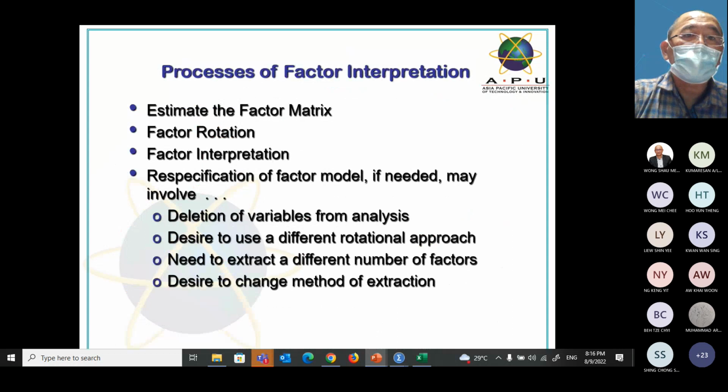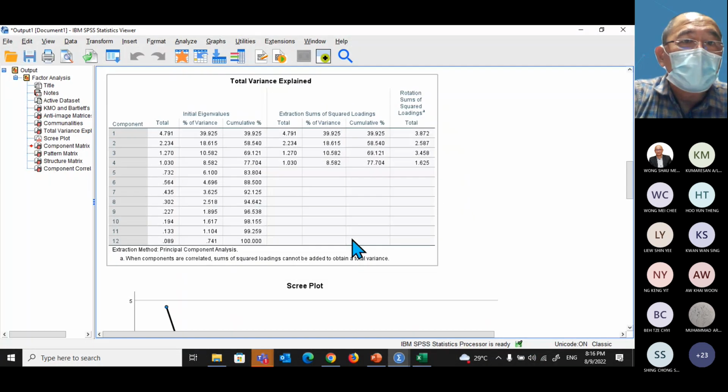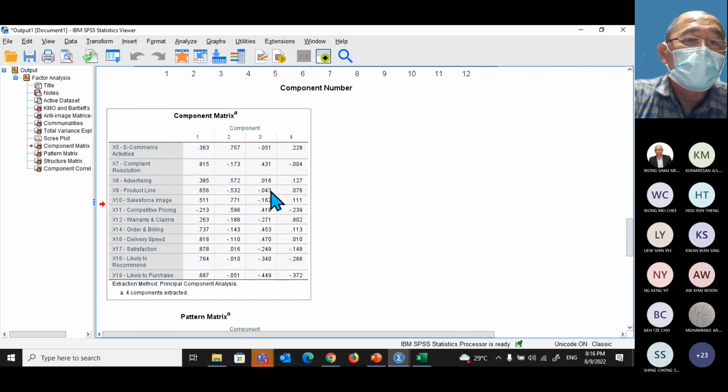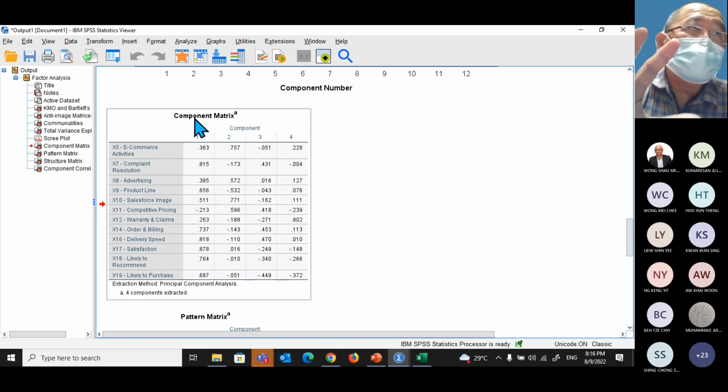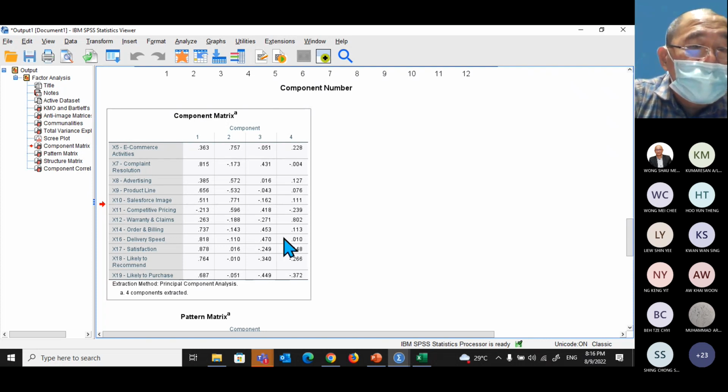We estimate the factor matrix, the process of factor interpretation. Factor matrix refers to this table. Again, SPSS tries to use some terms that are different from others. Otherwise, people say they copy. Therefore, they use component, not factor. But it's the same thing. So this is the factor matrix. We've seen this a bit just now.